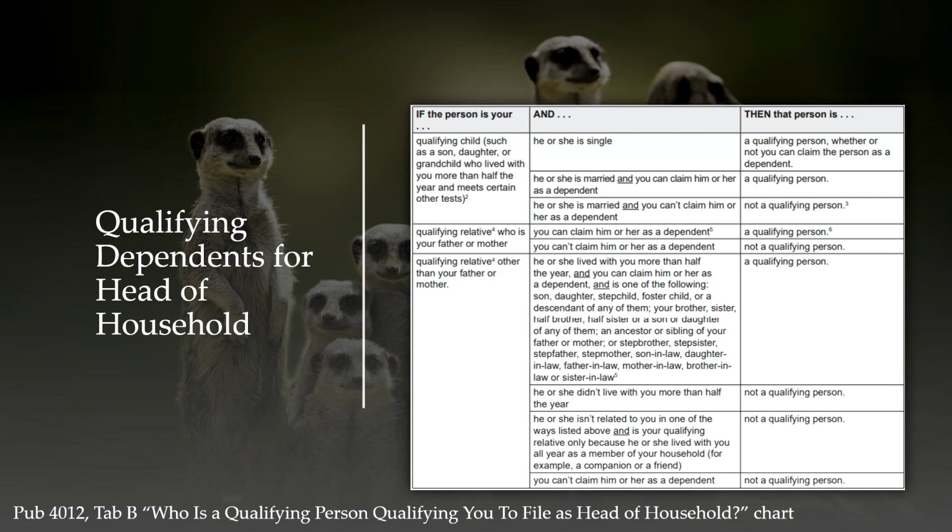Then we have another type of qualifying relative, somebody who is a qualifying relative but not the taxpayer's mother or father. Then there are certain special types of relationships. So it could be a son, daughter, stepchild, foster child, or any of their descendants. It could be a sibling, a half sibling. It could be a step parent, or it could be an ancestor of parents, so a grandparent. So if they have that special relationship, then they would be a qualifying person.